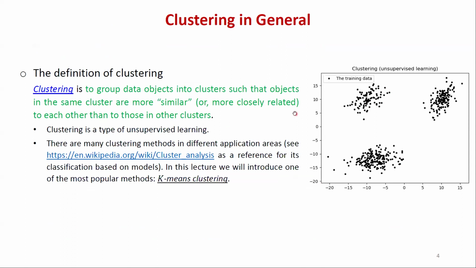Clustering is to group data objects into clusters such that objects in the same cluster are more similar to each other than to those in other clusters. That's the reason why, if I ask you to give me 3 clusters, I would prefer it to be like this: cluster 1, cluster 2, and cluster 3. Why? Because you can easily see that this method of clustering fits the definition here. Data in the same cluster are relatively closer than those in different clusters.